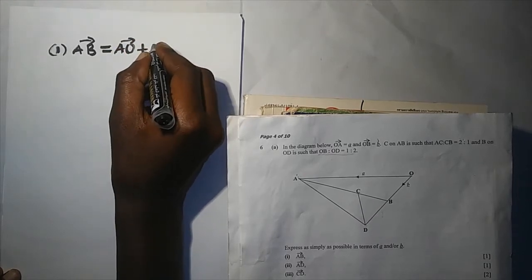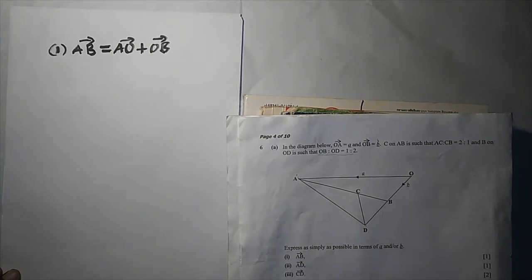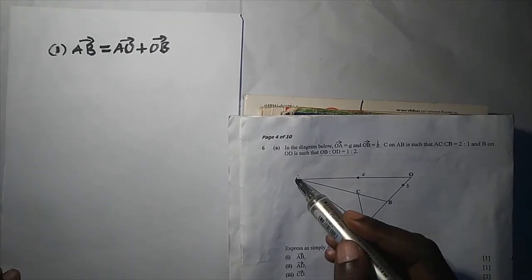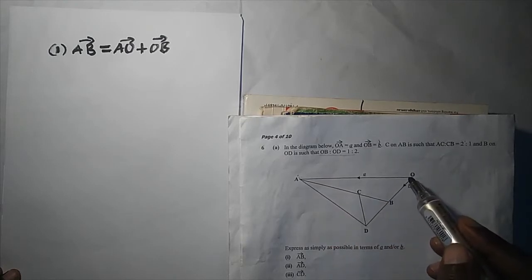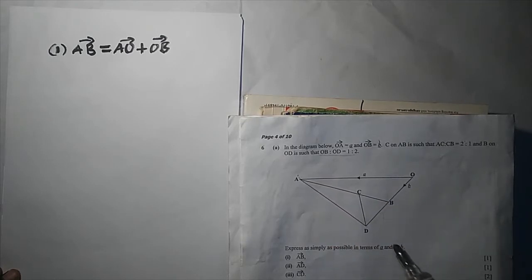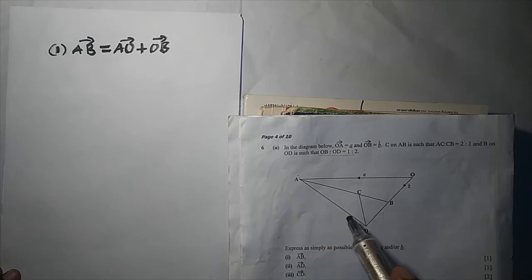plus OB. The question says find AB, meaning start from A and move around the object and then go to B. So from A to O and then from O to B. That is how you move. You can even move from A to D and D to B, but the problem is that you don't have a vector on AD, and on DB you can find it, but you still do not have a vector there. So use what you have to find what you don't have.